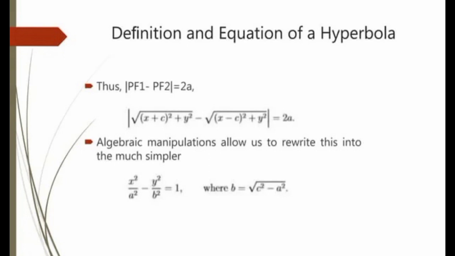So, algebraic manipulation allows us to rewrite this into the much simpler x squared over a squared minus y squared over b squared is equal to 1, where b is equal to the square root of c squared minus a squared.